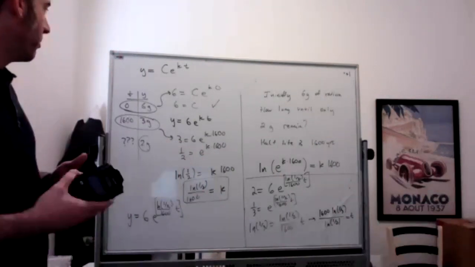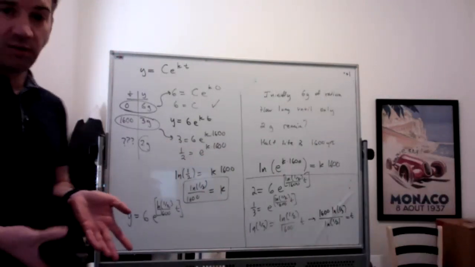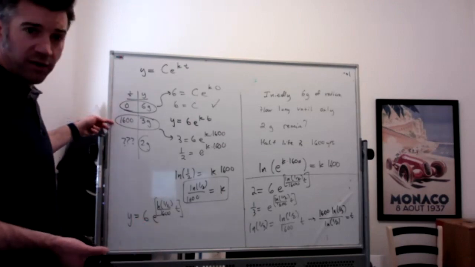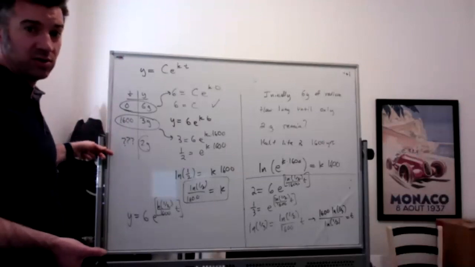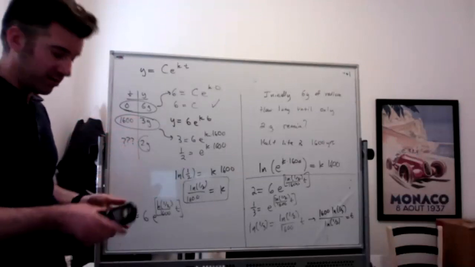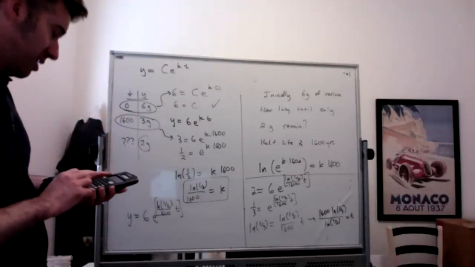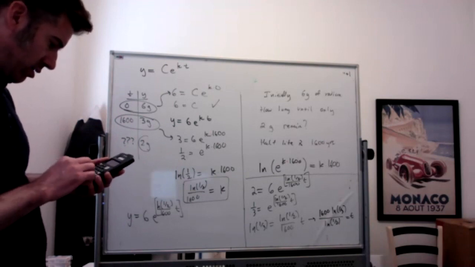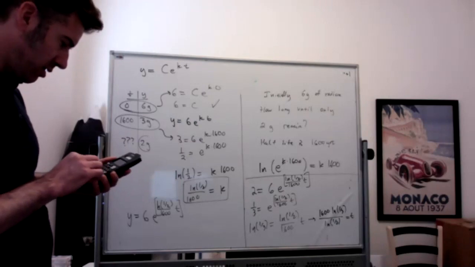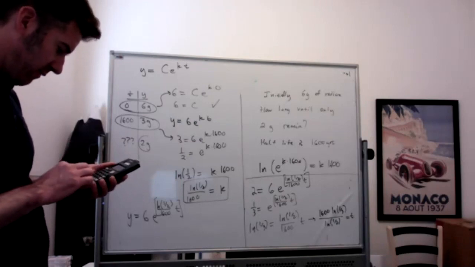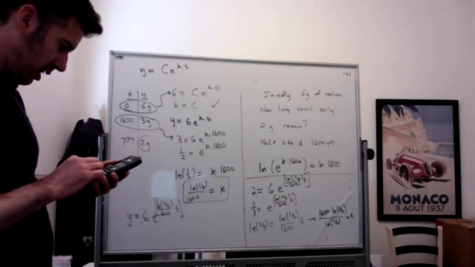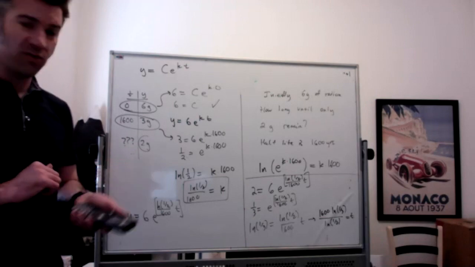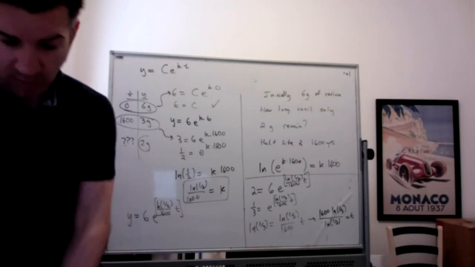So my guess would be it's going to be somewhere between 1600 years and 3200 years. Because after 1600 years, you get 3 grams. And after another 1600 years, you get half of 3 grams, which would be 1.5 grams. So let's see. If we calculate this, natural log of 1/3 times 1600 divided by the natural log of 1/2, we're going to get 2,536 years approximately.